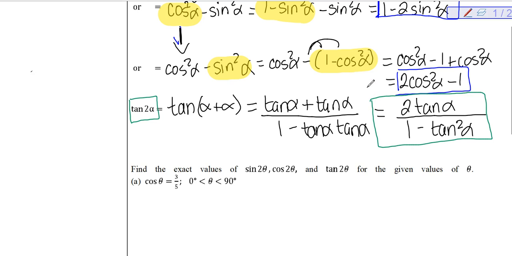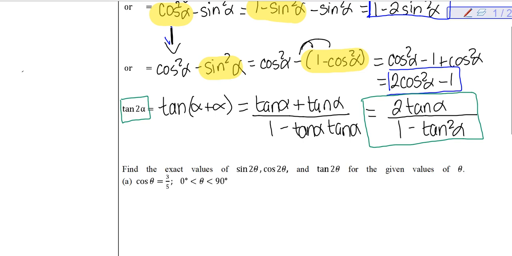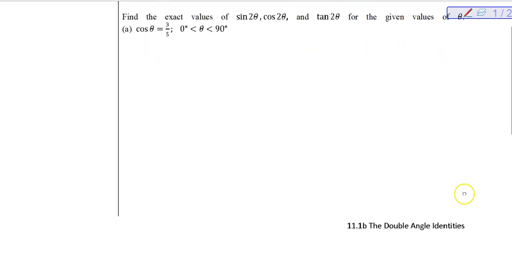So what you just experienced is me taking formulas that I already know and deriving new formulas that are maybe more useful when I'm looking for the tangent of a double angle or the sine or the cosine or whatever. Okay, here we go. We have 13 minutes left to do these 2 problems.